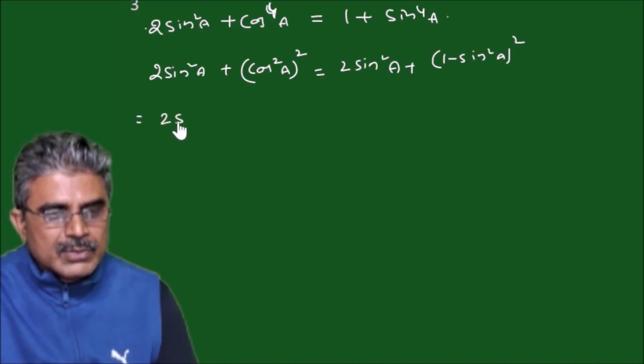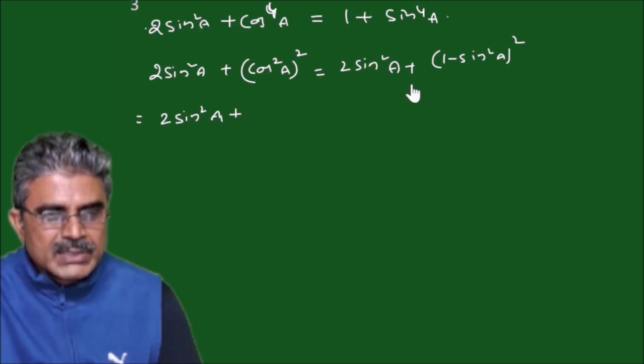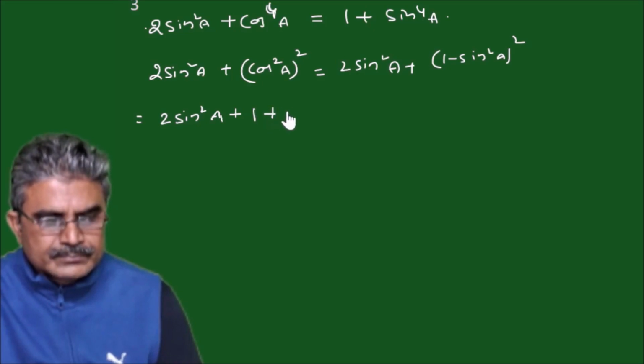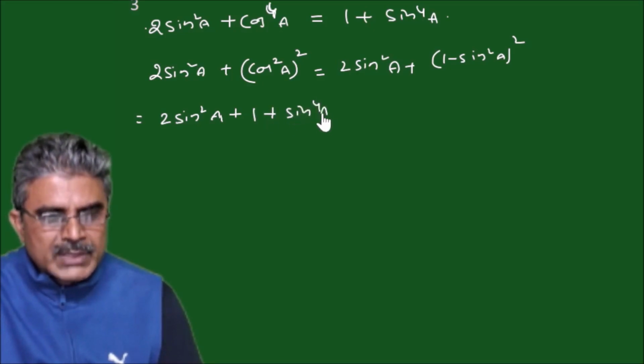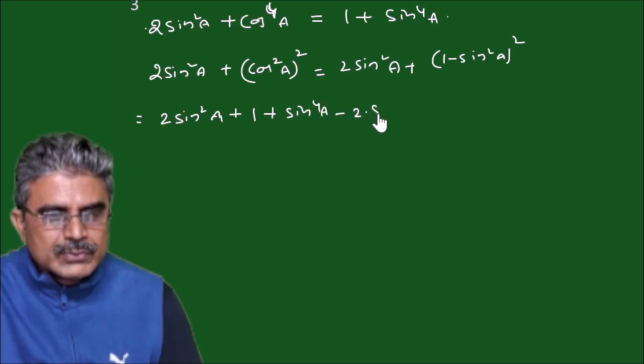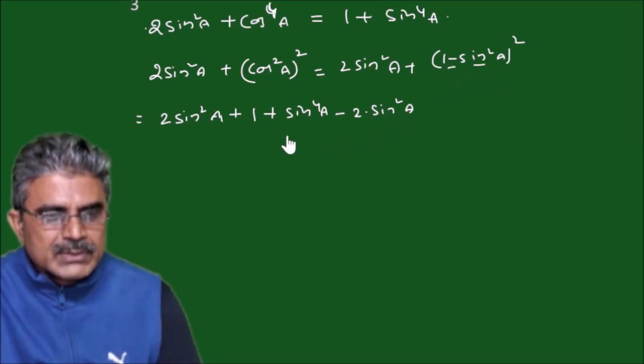So after expanding you will have 2 sin²A, the first term as it is, plus it is like (A − B)², so you will have 1 + sin⁴A − 2 sin²A, that is A² + B² − 2AB. So minus 2 sin²A plus 2 sin²A gets cancelled. You will have 1 + sin⁴A.